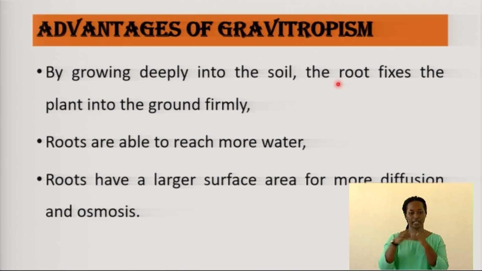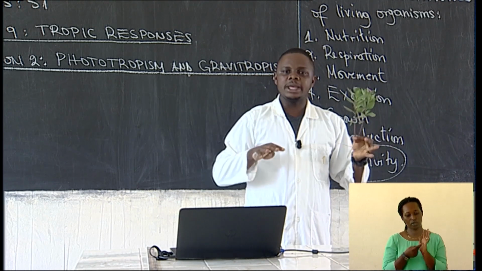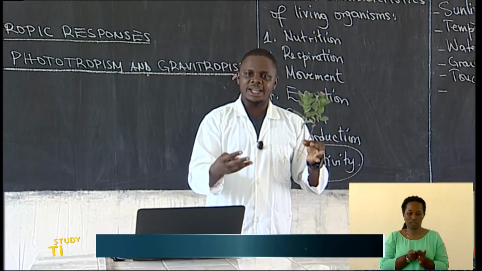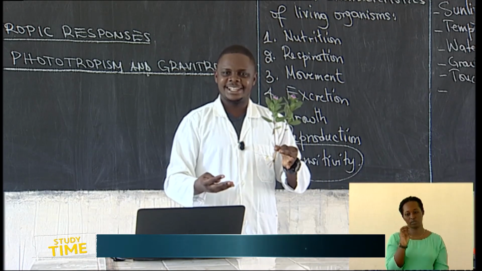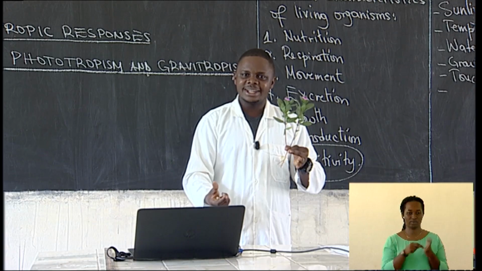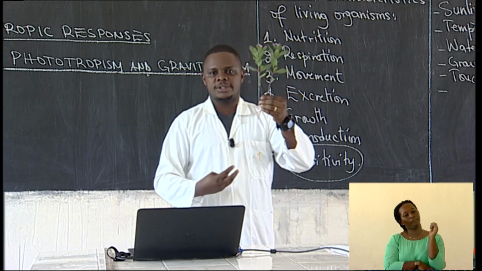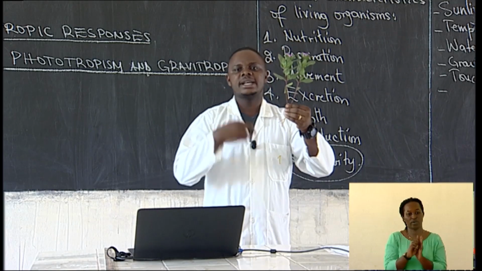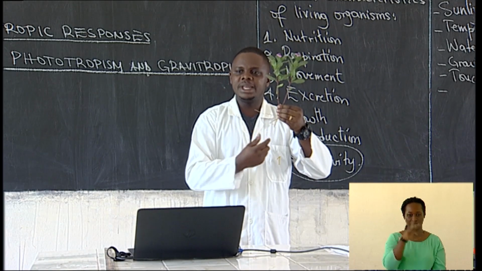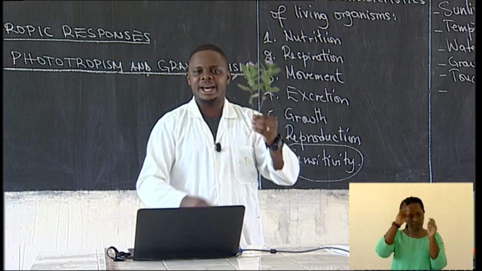Then roots have a large surface area for more diffusion and osmosis, meaning roots have enough space, a large surface area, so that diffusion and osmosis are easy. That means water is able to enter into the root by osmosis. Mineral salts in the soil, like nitrogen, phosphorus, sulfur, and so on, are able to be absorbed by the roots. Remember, all those are nutrients needed by the plant.